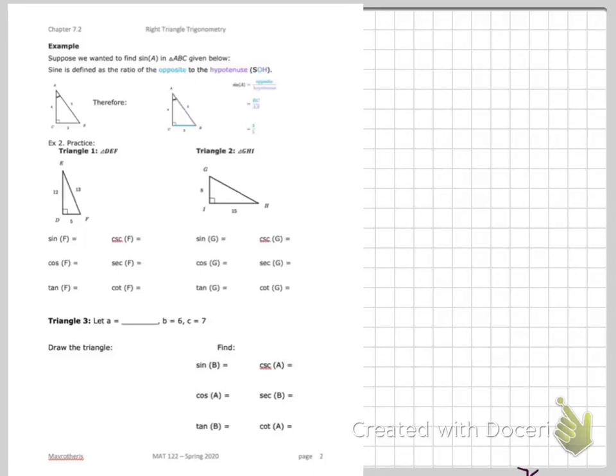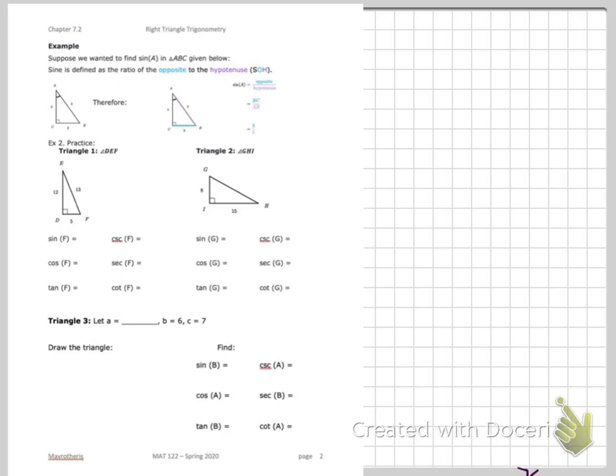Okay, this is chapter 7.2, page 2 of the notes. Hopefully you've had a little bit of time to digest what was on page 1, and this is making a little bit of sense. So let's zoom in on the top here.